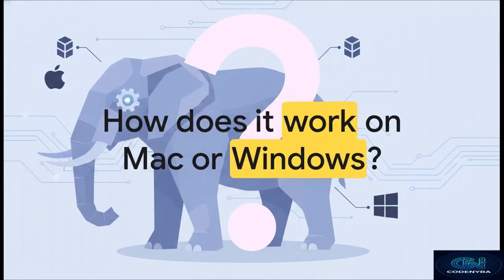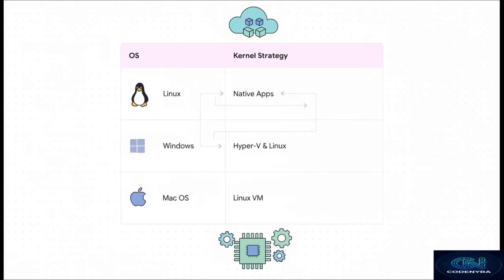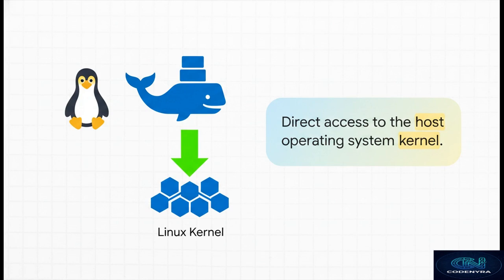Okay, elephant in the room time. If this relies on Linux, what happens on a Mac or Windows? Let's explore how Docker cleverly adapts its underlying kernel strategy across completely different operating systems. On Linux, it's straightforward. Everything runs native, talking directly and effortlessly to the host OS kernel.